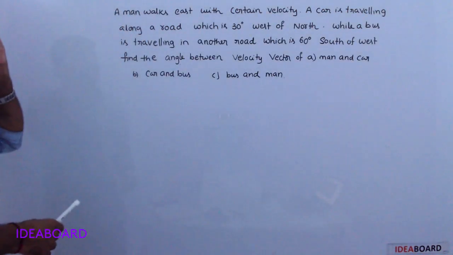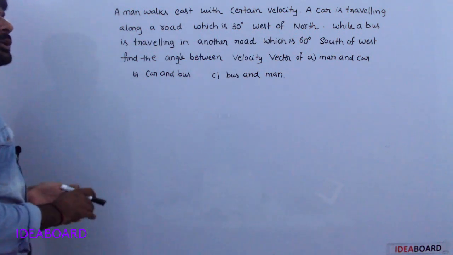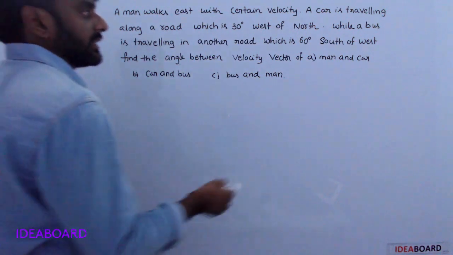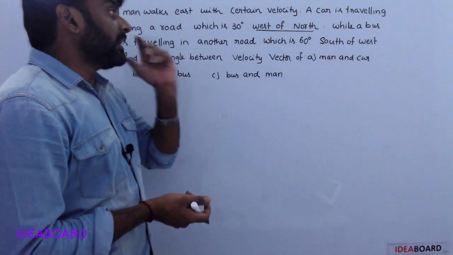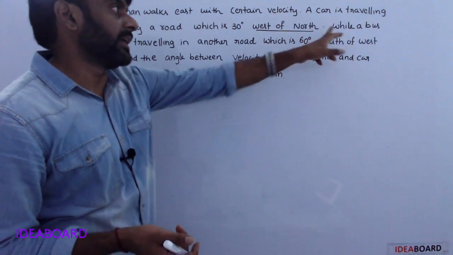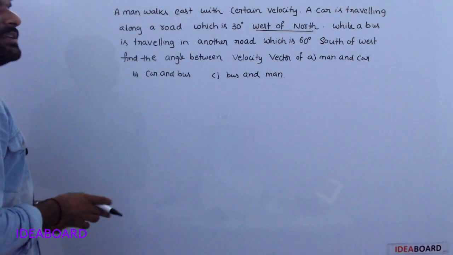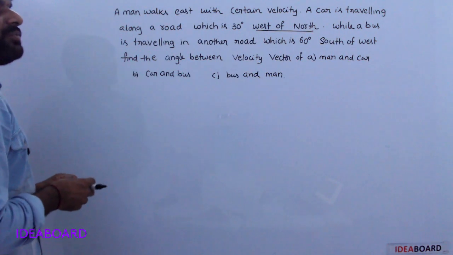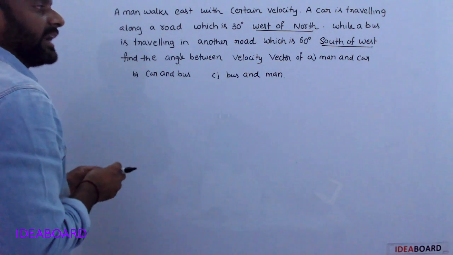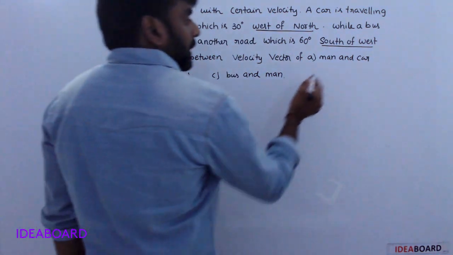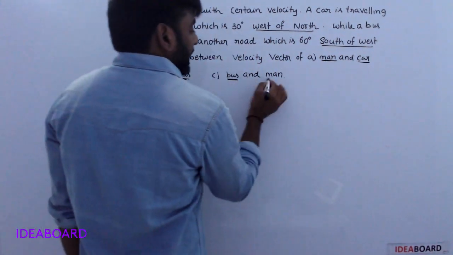See another problem. A man walks east with a certain velocity. A car is traveling along a road which is 30 degrees west of north. Okay, west of north. That means it makes an angle 30 degrees with north. While a bus is traveling in another road which is 60 degrees south of west. South of west. Find the angle between the velocity vectors of man and car, car and bus, and bus and man.